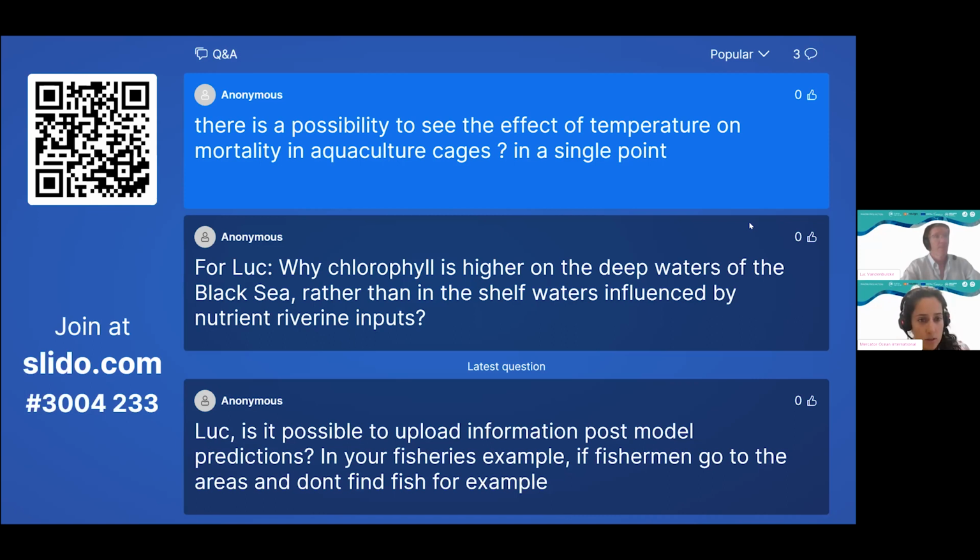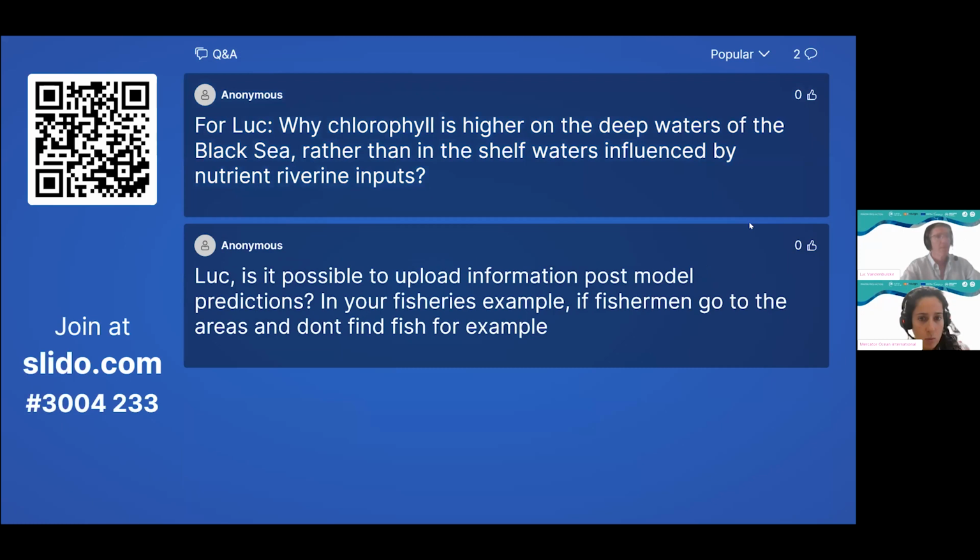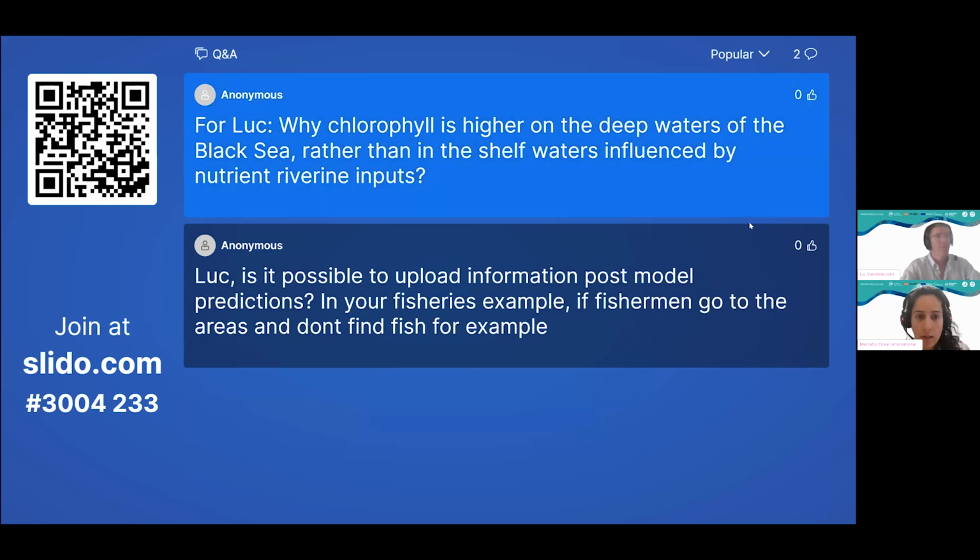Now this one seems to be specific for you. Why is chlorophyll higher in deeper waters of the Black Sea rather than in the shelf waters influenced by nutrient input? The graphic I showed before is the total chlorophyll. So actually the chlorophyll concentration is much higher on the shelf where the river is flowing, but the total area of the deep sea being much larger, there is more chlorophyll in the deep sea, but just because it's a larger area. The concentration is much higher close to the river. So sorry if this wasn't clear during the presentation.